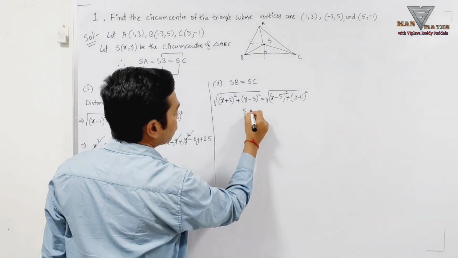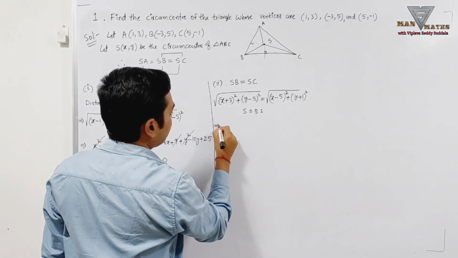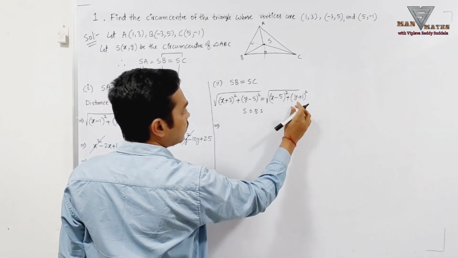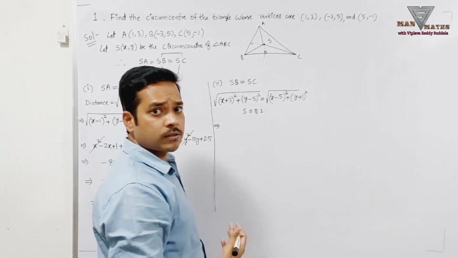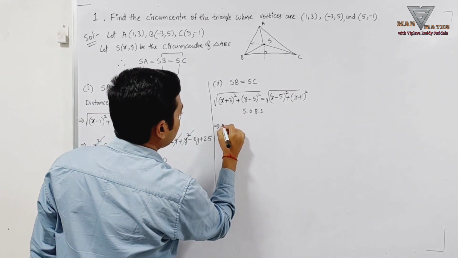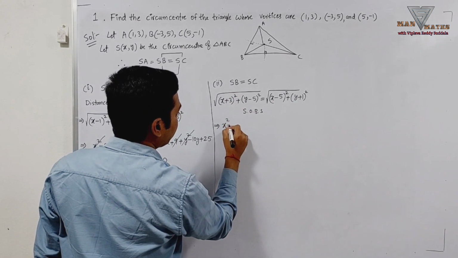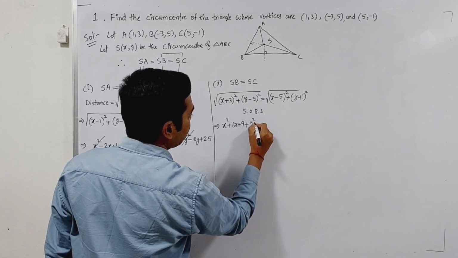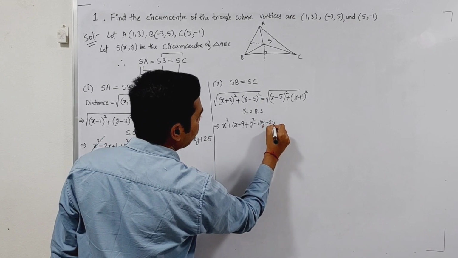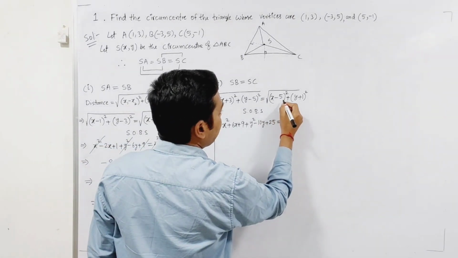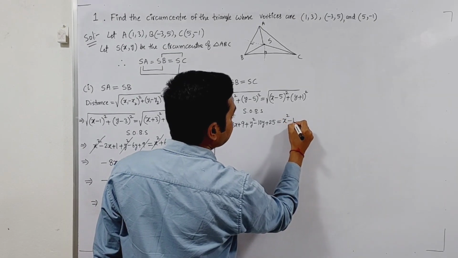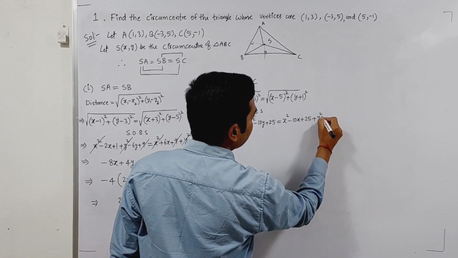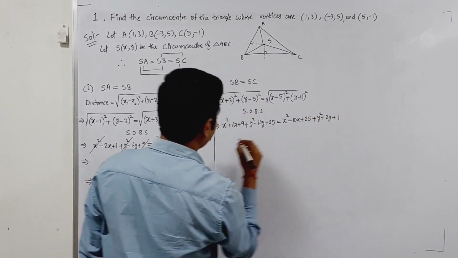Now squaring on both sides, roots get cancelled. What are the remaining terms? Here (x + 3) whole square, (y − 5) whole square, (x − 5) whole square, (y + 1) whole square. Apply the (a − b) whole square formula and the (a + b) whole square formula. Here (x + 3) whole square is equal to x square + 6x + 9. (y − 5) whole square is y square − 10y + 25, that equals (x − 5) whole square, x square − 10x + 25, plus here (y + 1) whole square, y square + 2y + 1.